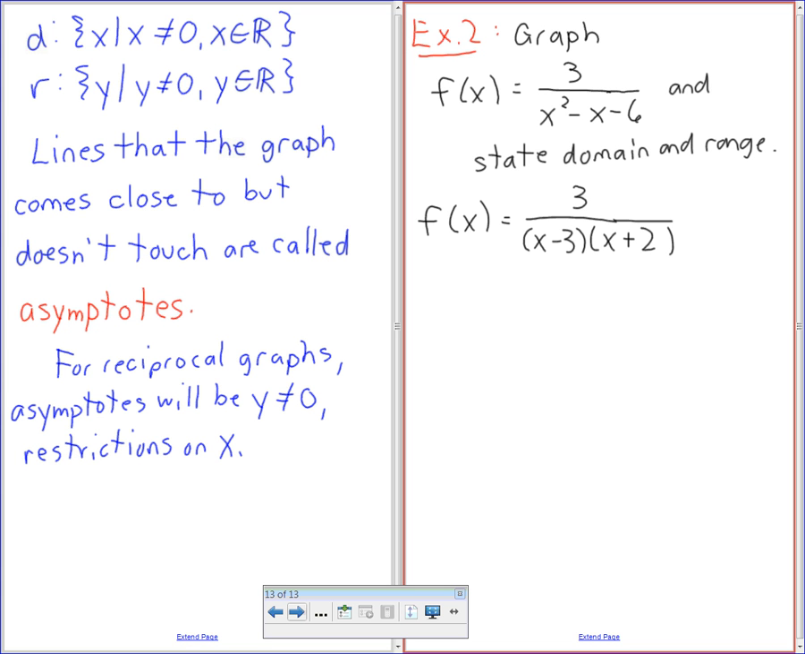What are my asymptotes going to be here now? What can x not equal? Okay. So we're going to say my asymptotes, so just make a little list here.